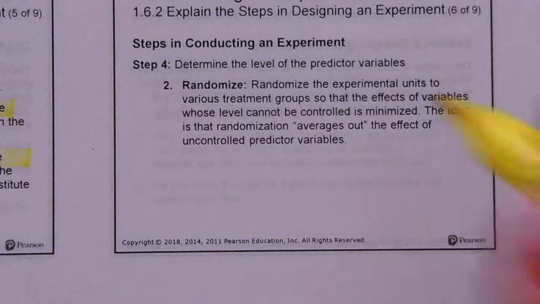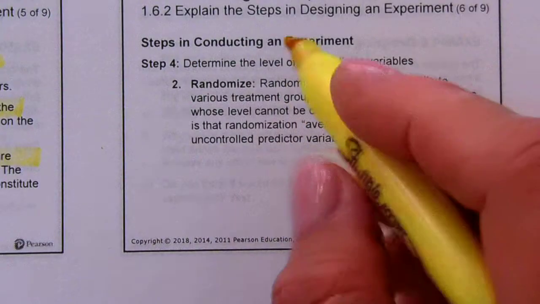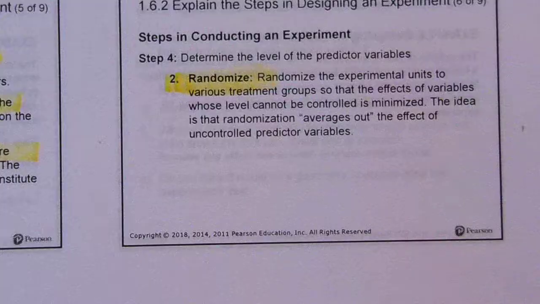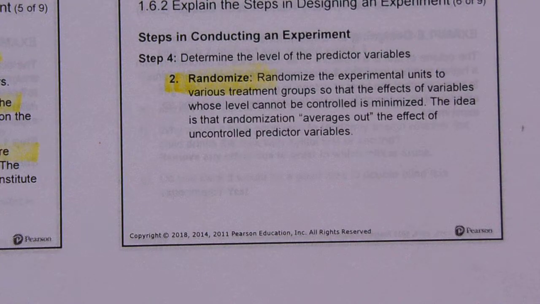You also want to randomize. So when you put people into those treatment groups, you want to randomly select. Each person that comes in, if you have 2 groups, you're going to say, draw a 1 or a 2. And if they draw a 1, they go to that group. If they draw a 2, they go to that group. They may not end up having the same amount in each group if you do it that way, which is fine.